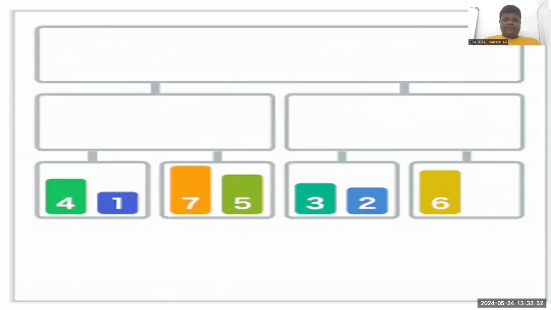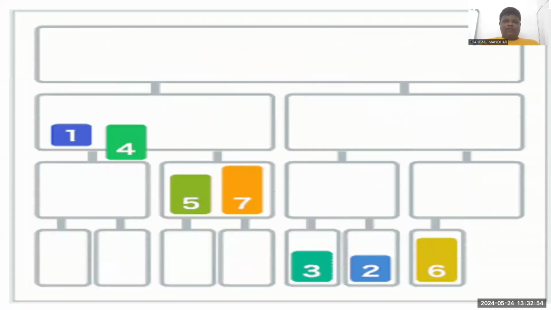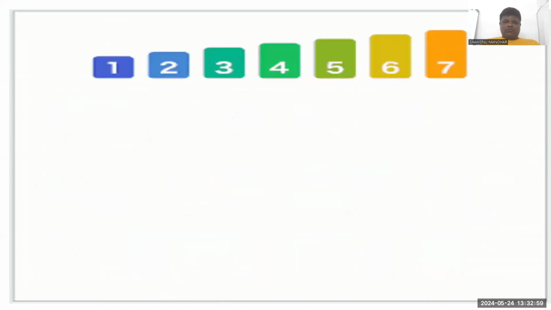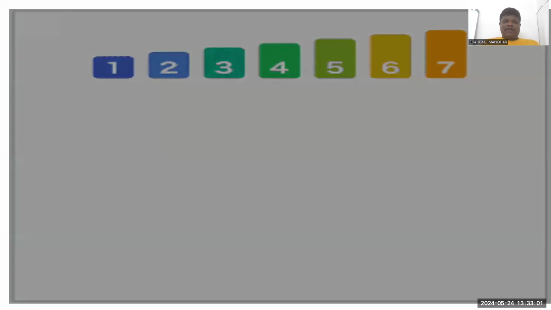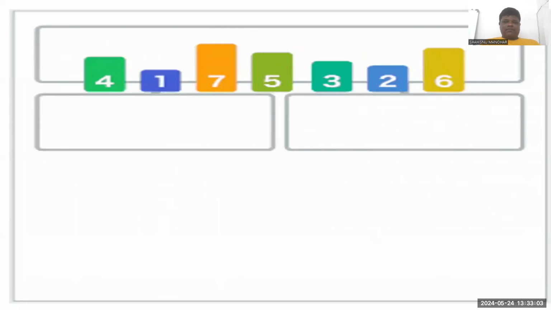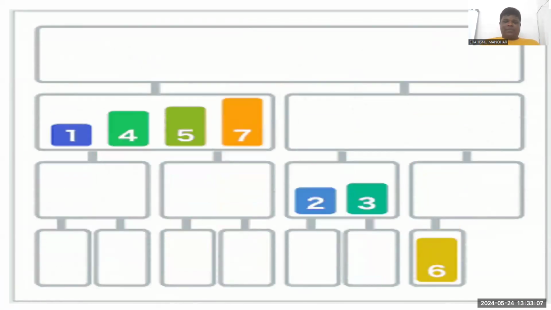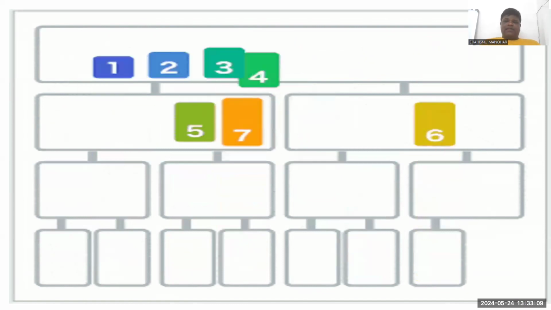So here is a GIF illustration of how the merge sort algorithm works. Basically the main array is divided into many subarrays like this, and then it's sorted and then combined back into the main array.